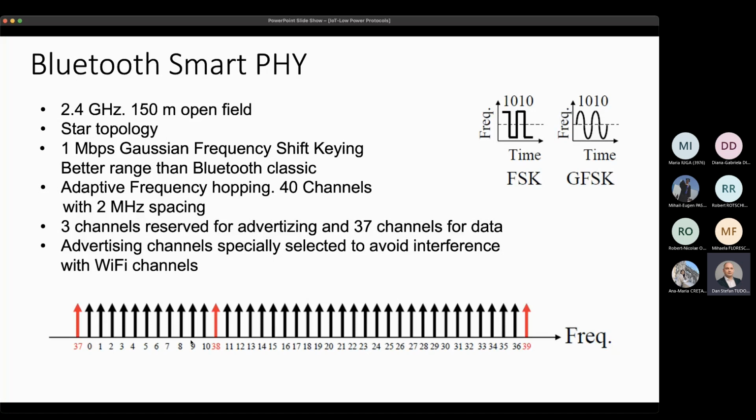You have a maximum connectivity range of 150 meters, depending on the power you configure the physical chip to emit. You can have a maximum of 10 milliwatts of power, which in an open field will give you a few tens of meters up to 150 meters. These 3 advertising channels were selected to avoid interference with Wi-Fi channels, because Wi-Fi is overlapping the 2.4 gigahertz range. So you're probably going to have a lot of interference with some of the other channels.